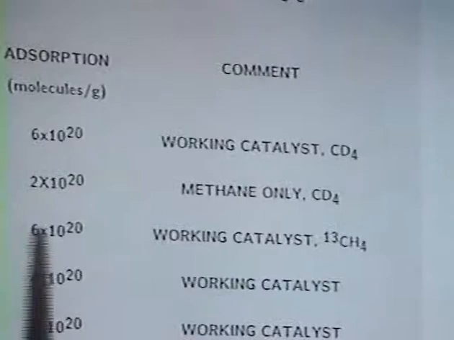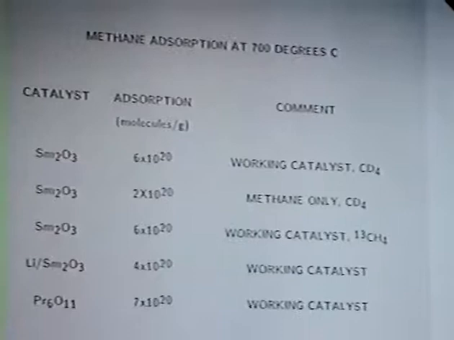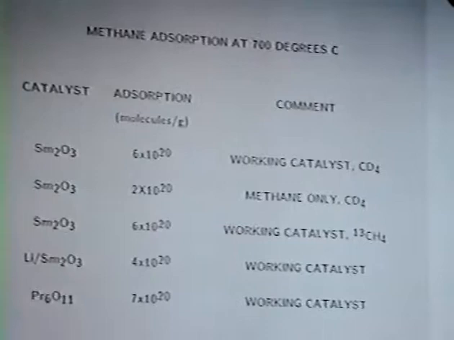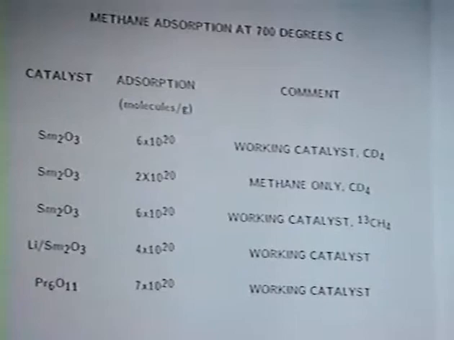Over just straight samarium oxide without any oxygen present, in other words not a working catalyst, we see a slight reduction in the amount of methane which is absorbed. Now, these numbers are probably accurate to within a factor of 2, so don't take these differences too seriously. If, again, samarium oxide, but this time a working catalyst using carbon-13 labelled methane as our tracer, we get the same answer, 6 times 10 to the 20th molecules.